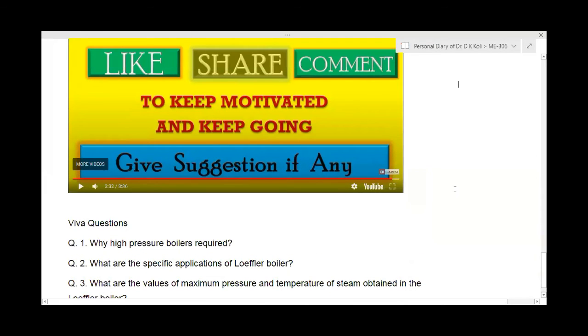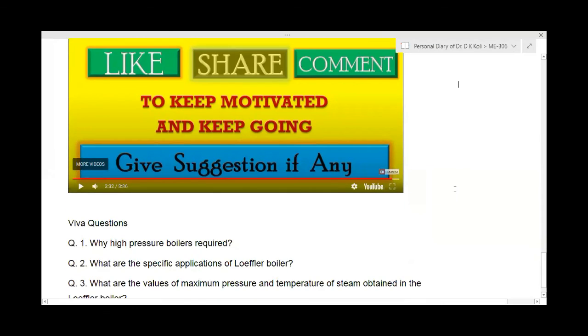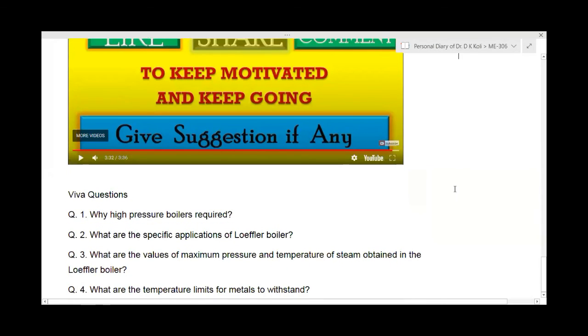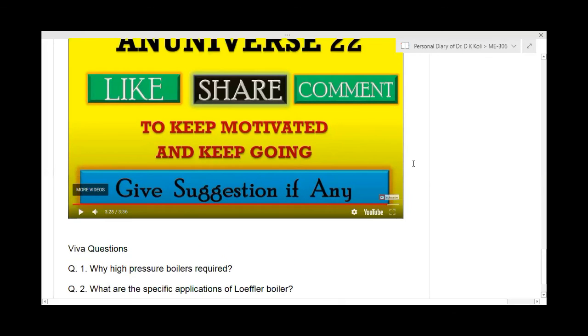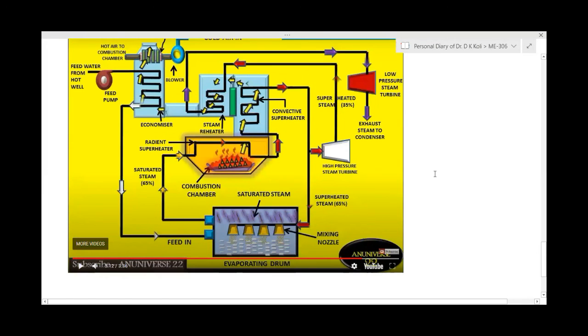Okay, so in this way, today we have discussed about the operation of the Loeffler boiler, what is the Loeffler boiler, and how the problems can be eliminated, how the heat transfer is occurring, and from the steam to the water, and how we can solve this problem. So this point we have discussed.